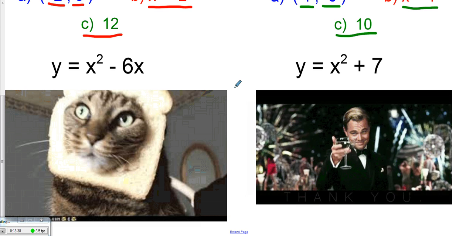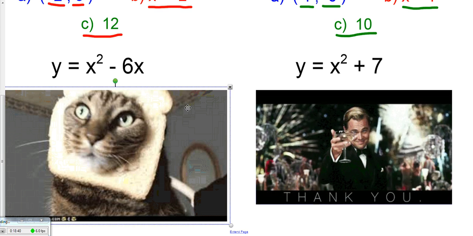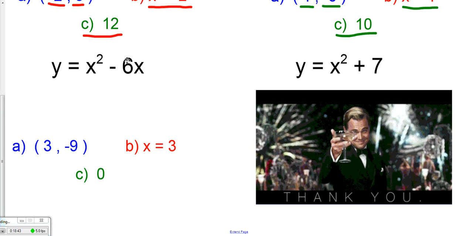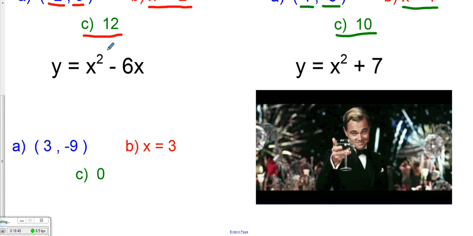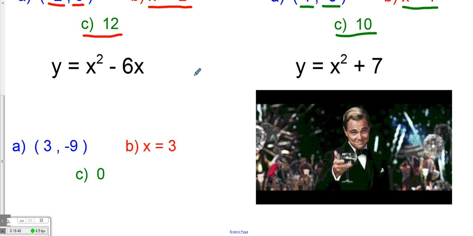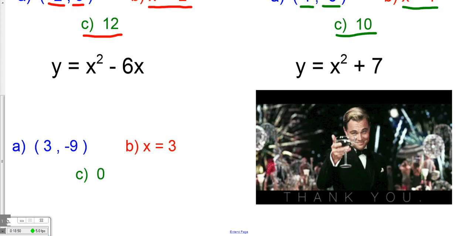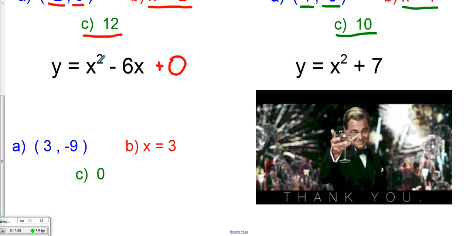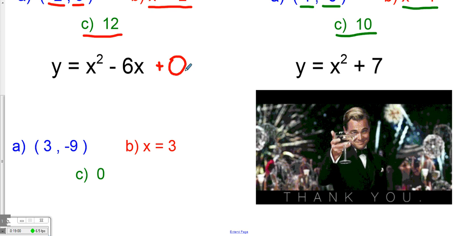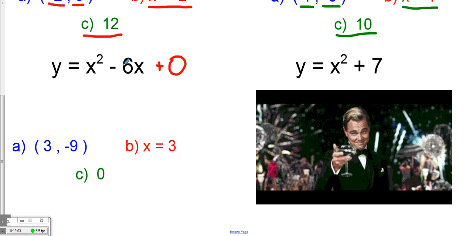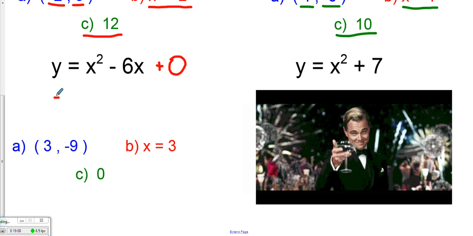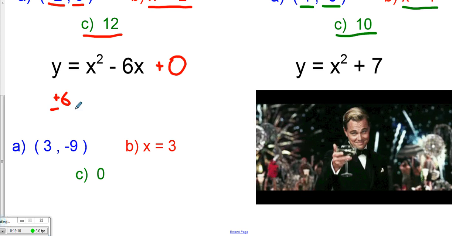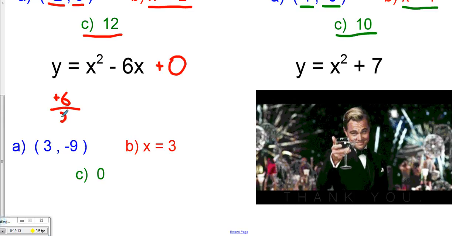I'm going to assume that you paused the video and did these on your own, so let's check these. In this case, notice that there's only the two terms, quadratic and linear. There's no constant term. If that freaks you out, I want you to just add in the plus 0 at the end. That way you can see there's still the three terms. My a is 1, my b is negative 6, and my c is 0. Now I can go ahead and still do negative b over 2 times 1 is 2.